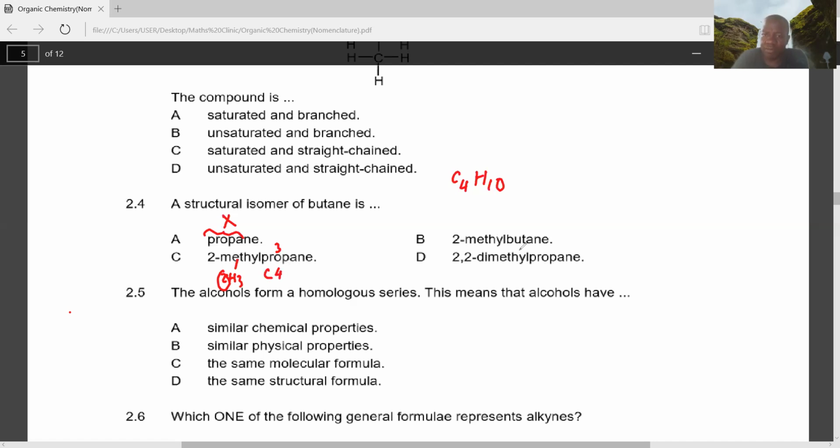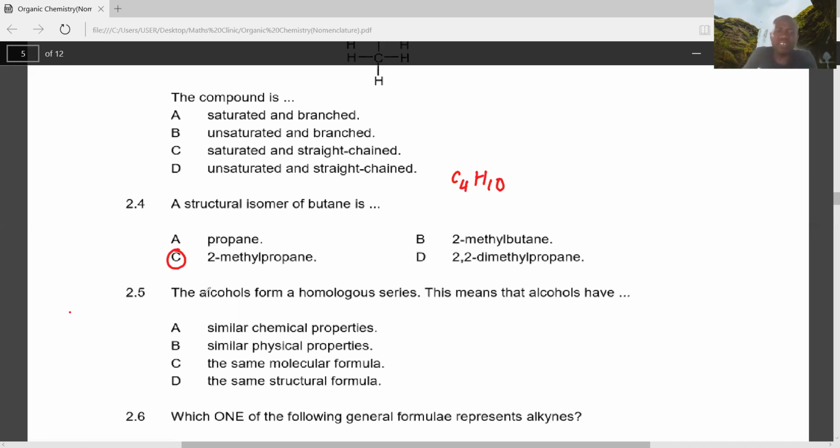This one is 2-methylbutane, so it's 5 carbons already. 2,2-dimethyl, so we have 2 alkyl groups plus propane, which is 3 plus 2, which is 5 carbons. So the structural isomer of butane is 2-methylpropane. Sorry, I apologize, not B. 2-methylpropane is the answer. The answer is C.